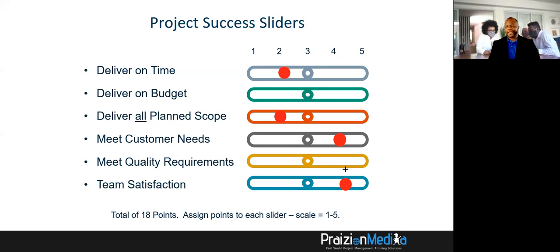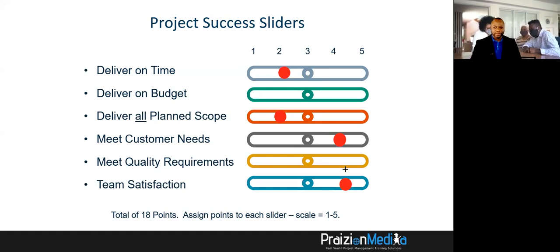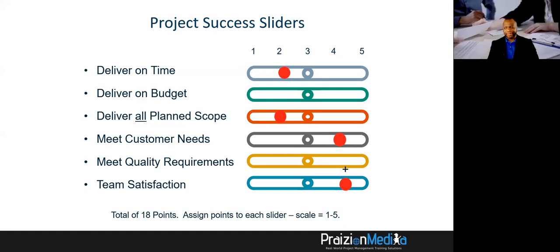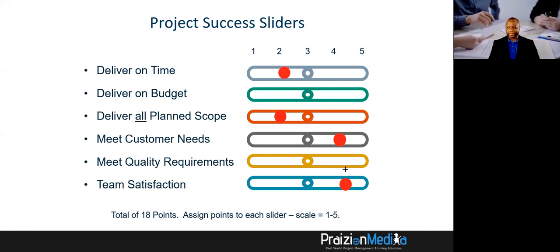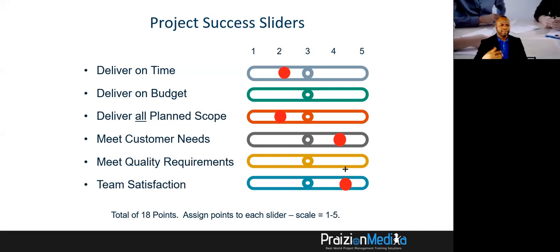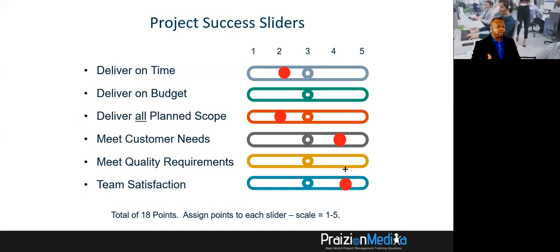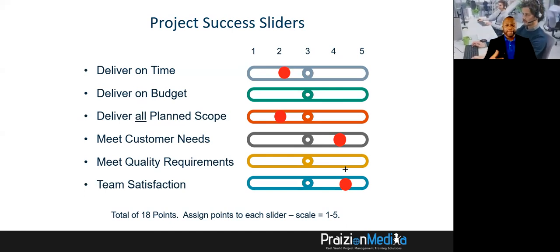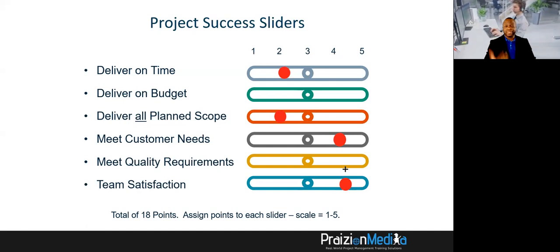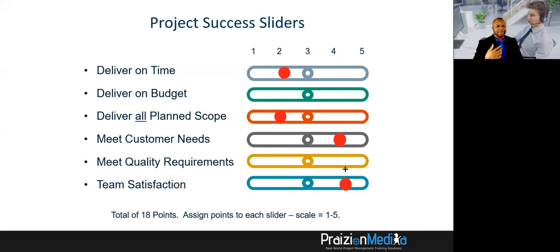but I'm not inclined to move the budget down. And I'm not inclined to move quality any further. I'm just gonna leave it. That is one way you could look at this. It's not right or wrong. It depends on you, it depends on your perception, and it depends on the project.